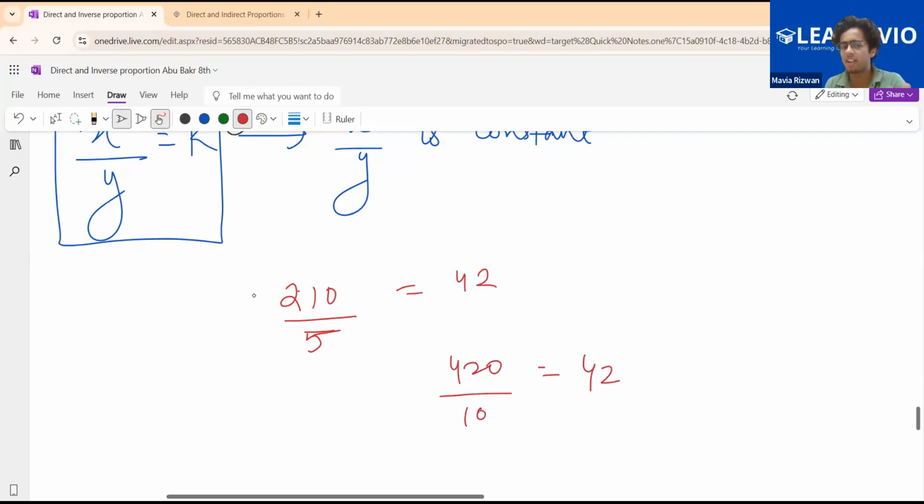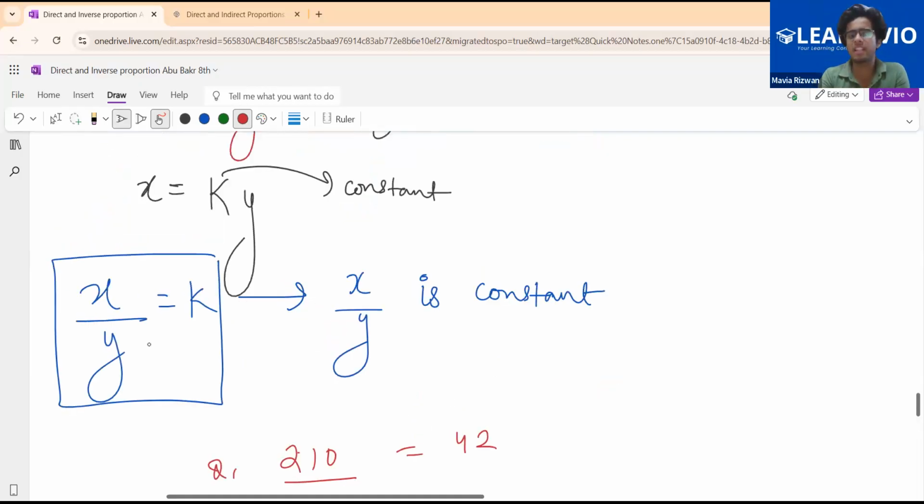So you understand that this is x1, this is y1, or this is x2, this is y2. The ratio remains equal. The ratio remains constant. Is this clear, Abubakar? The ratio remains constant. Is this point clear? Yes, sir. Yes. Okay. So x by y is equal to k.